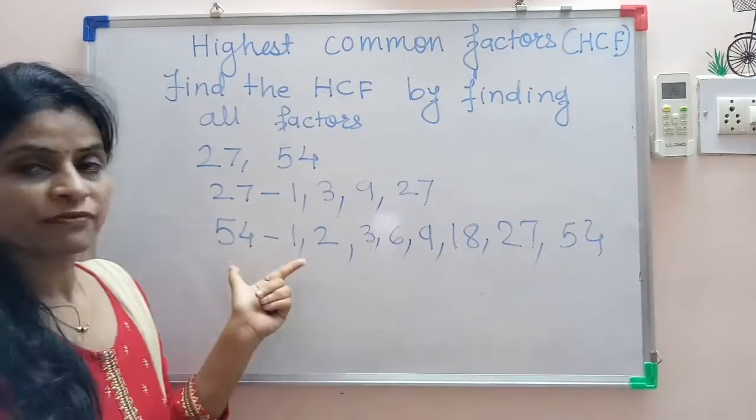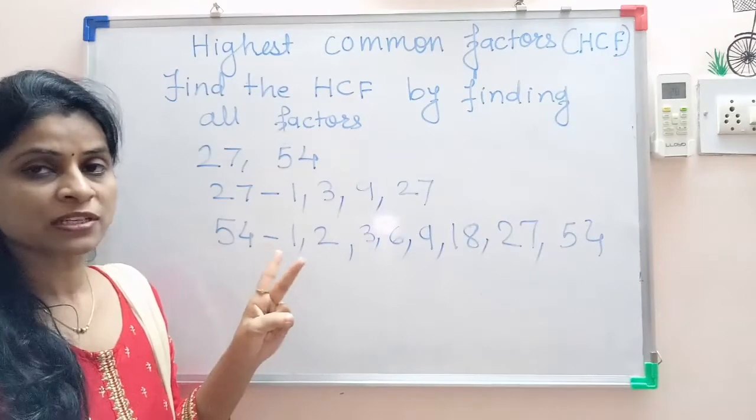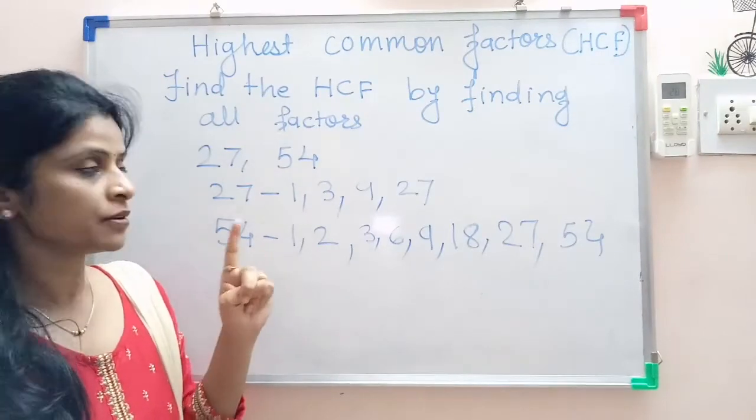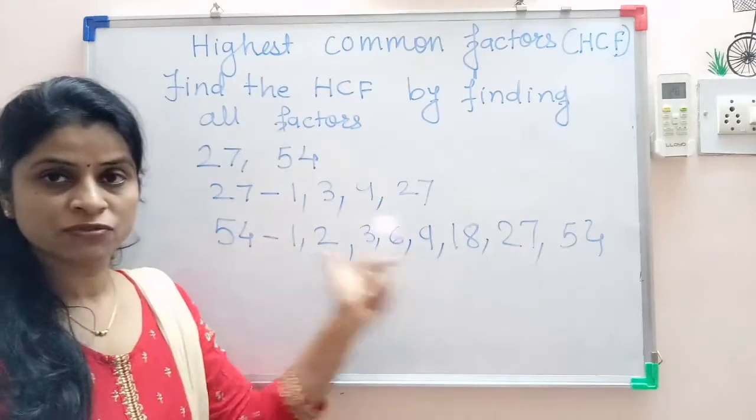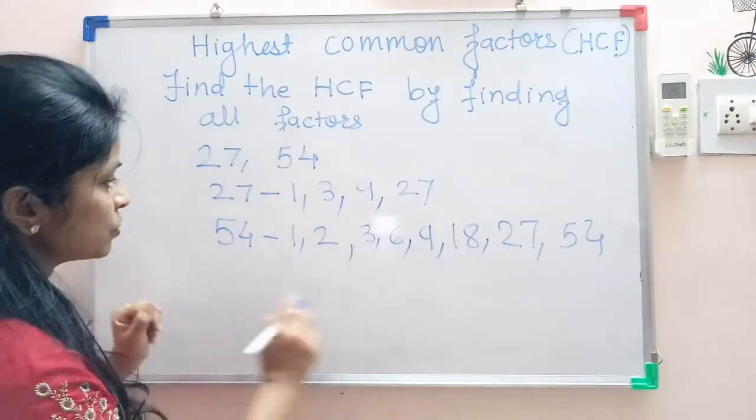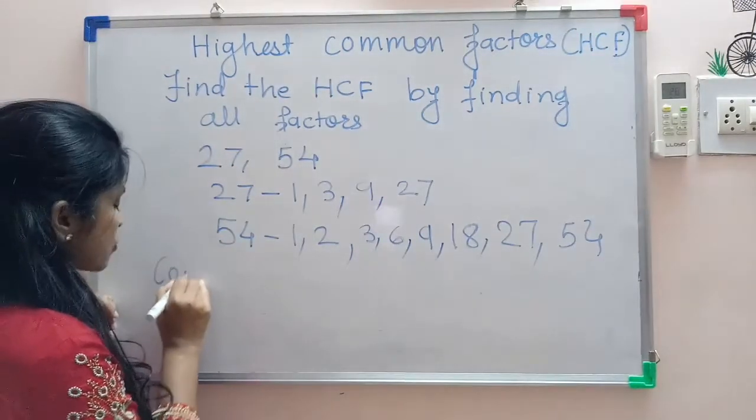And how to take these factors? We know the two methods, one is the division method and one is the multiplication method. By that also we can take out the factors. So now we will first of all list the common factors.